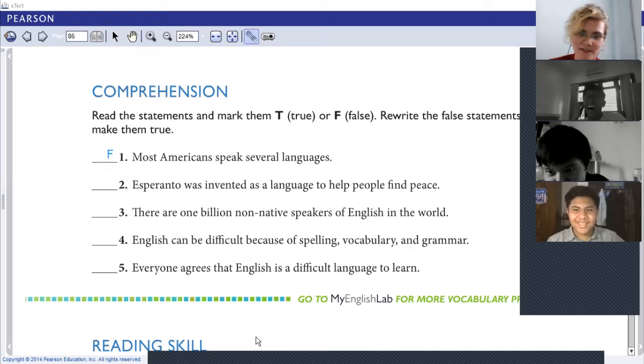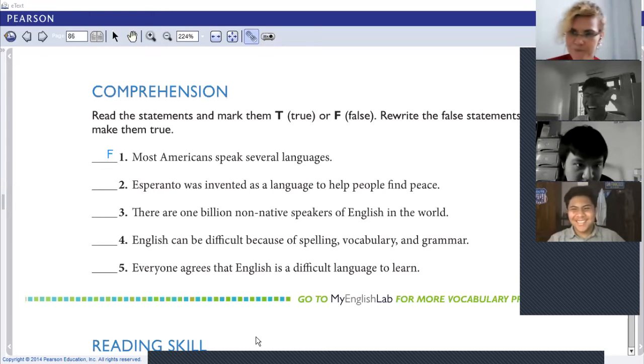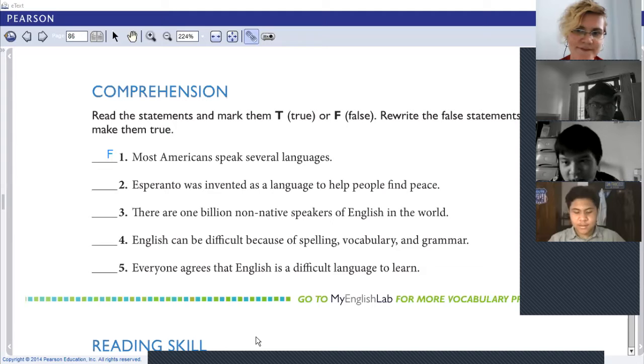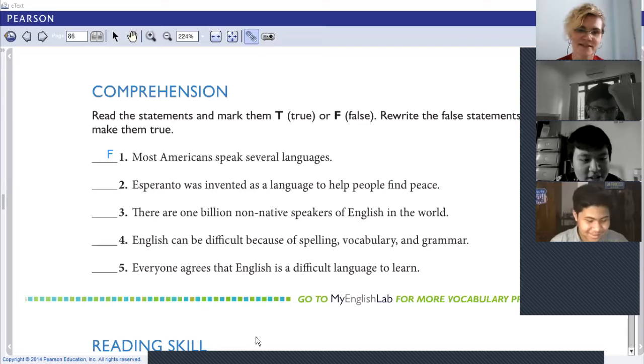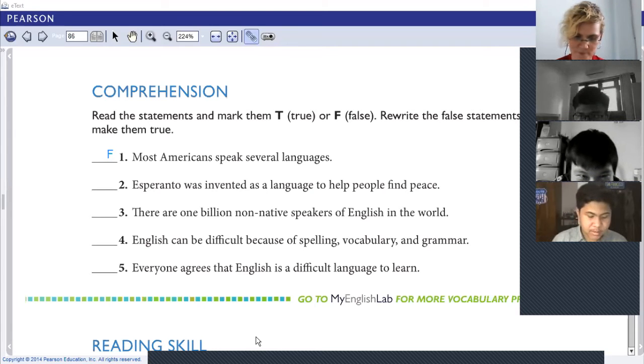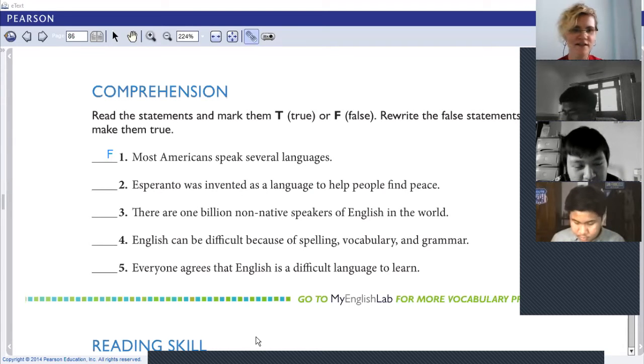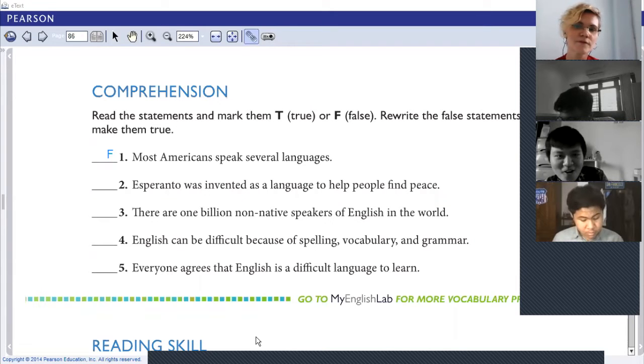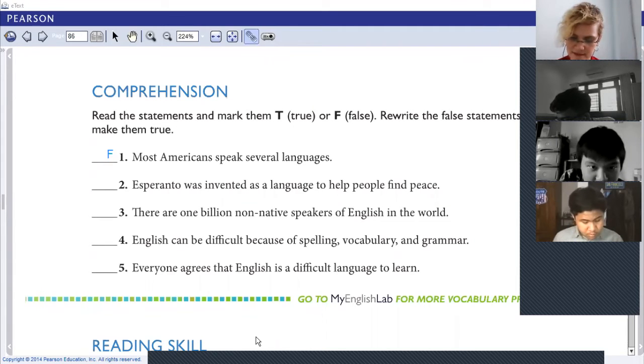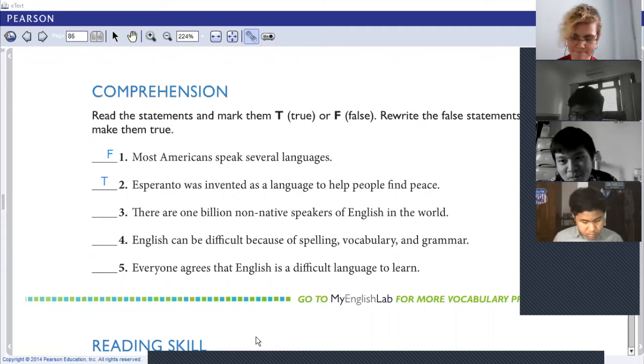Good job. Okay. Number 2. Sean, what do you think of 2? Sean, you are still unmuted. Oh, sorry. But I need to hear those girls. 2 is false. Esperanto was invented as a language to help people find peace. That's actually true. Yeah, if we look it up in the text, that one is true. No problem, no worries. Would it make sense though?